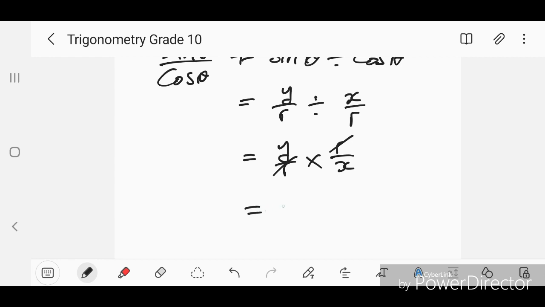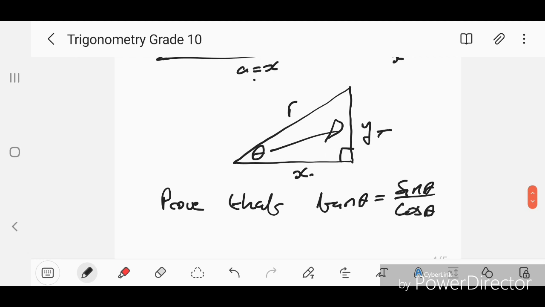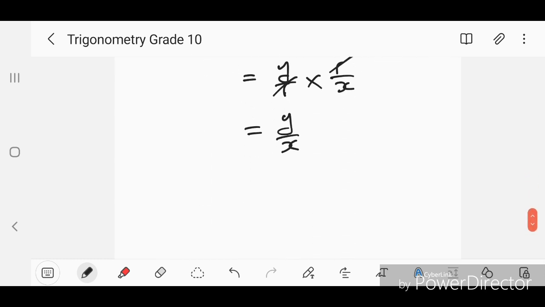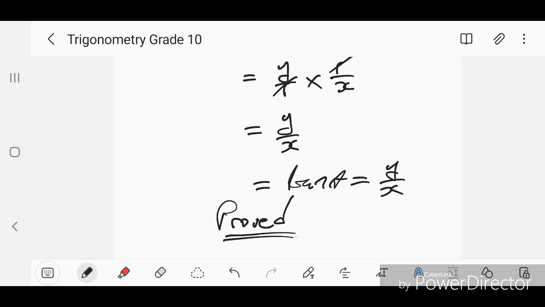Now I'm left with y over x, and we know that y over x is opposite over adjacent, so y over x is the same as tan of theta, because tan of theta is y over x. So this thing was proved. So yeah, those are the most important things that you need to remember, and let's see how we can apply them solving problems in the next video.